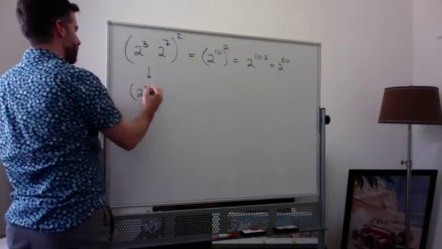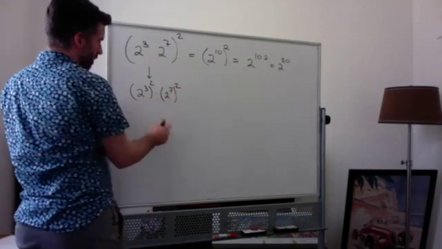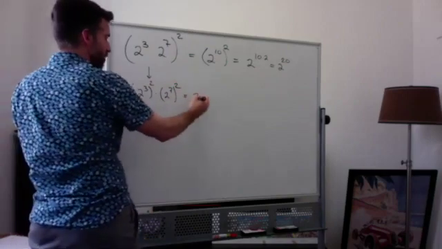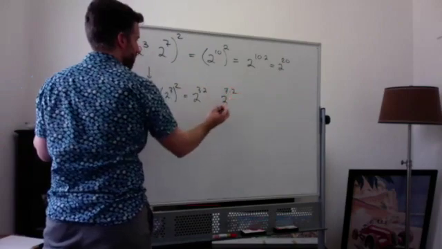2 to the 3rd squared times 2 to the 7th squared. And then each of these you multiply the power. So this is 2 to the 3 times 2, times 2 to the 7 times 2.